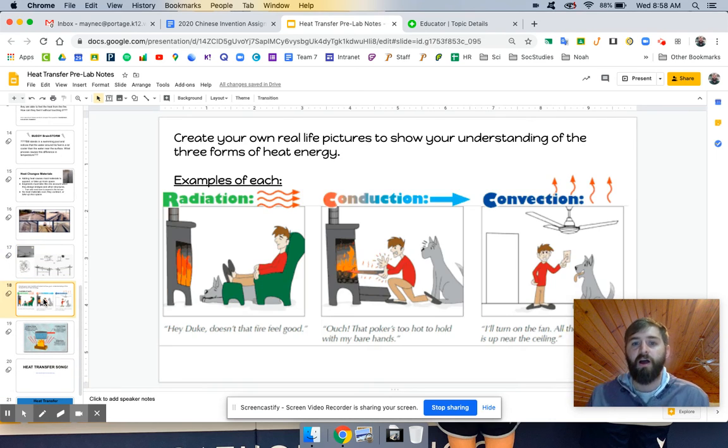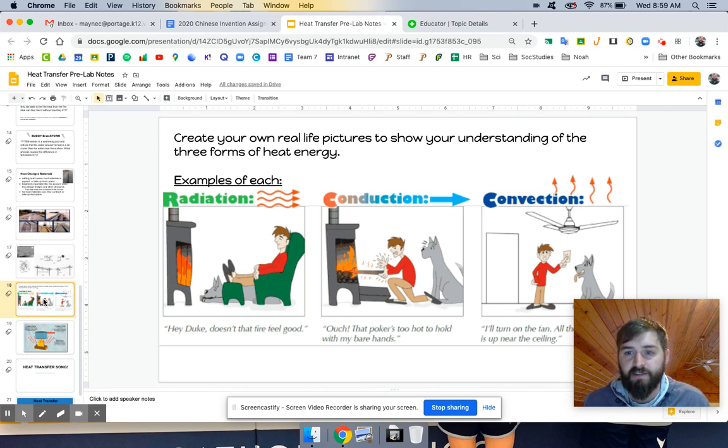So today at 11 o'clock, Mrs. Schutz and I are going to be doing an example of convection for you, a demonstration. So if you can please get on and you simply just have to watch that and take notes for your assignment today. And to just kind of review, know radiation, conduction, and convection. Understand a little bit about how they work.